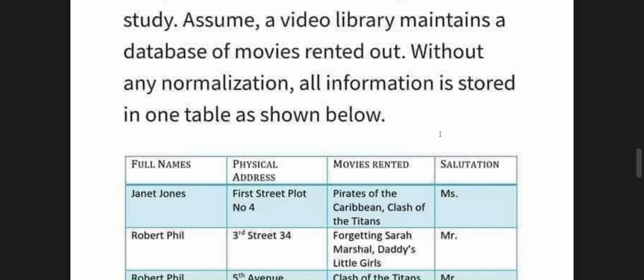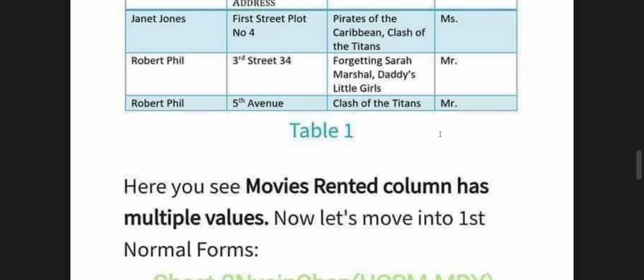Janet Jones, first street, plot number one, Pirates of the Caribbean, Clash of the Titans; Mr. Robert Phil, third street 34, Forgetting the Sarah Marshall, Daddy Day Care, Little Girls; Mr. Robert Phil, Fifth Avenue, Clash of the Titans. Table number one. Here you can see the movie rented column has multiple values.